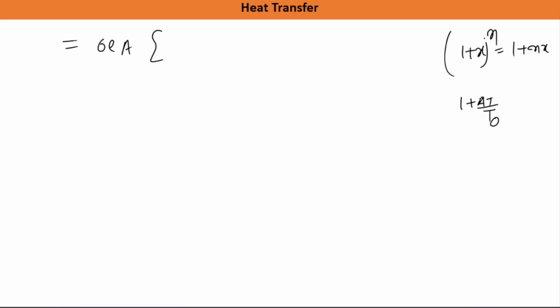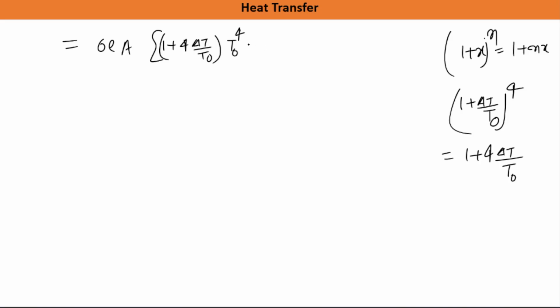So in that case, this to the power 4 को हम क्या लिख सकते हैं? 1 plus 4 delta t by t naught. Let us write it here. So 1 plus 4 delta t by t naught, and then there was this term t naught, t naught का 4 था, ठीक है, minus of how much? T naught का 4. Now let us multiply it and let us see for the thing.